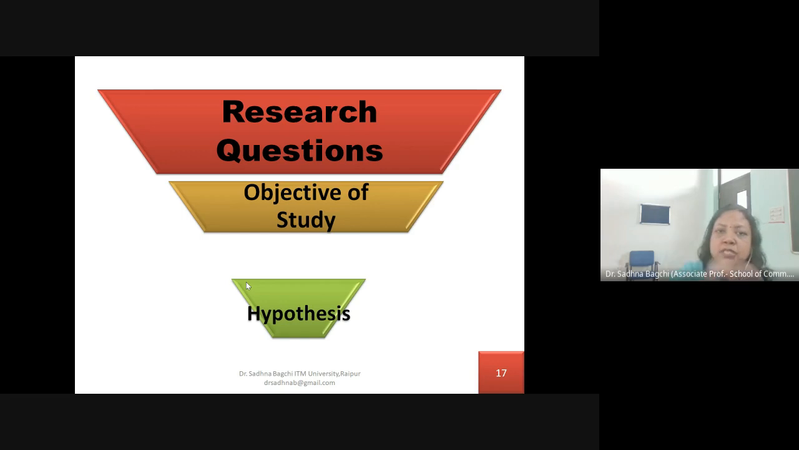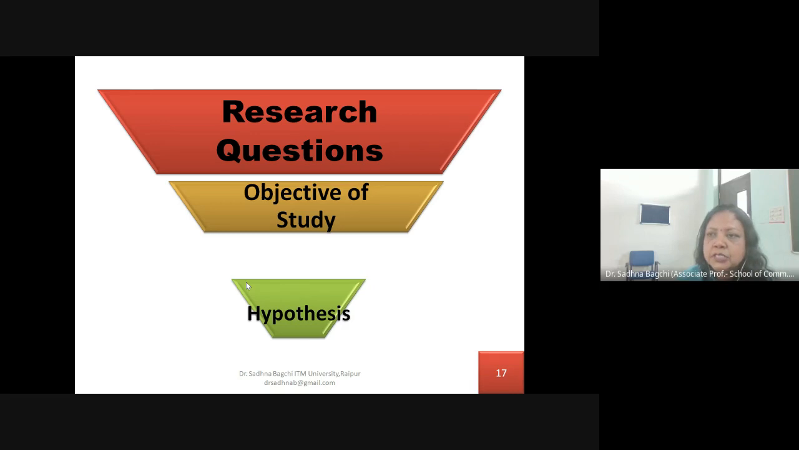On the basis of the research questions, you can formulate the objectives of the study. Objectives are very limited in number, 4, 5, 6 maybe. You can see it is a reverse pyramid: research questions are more in volume. Then on the basis of research questions you formulate the objectives, and on the basis of the objectives you formulate the hypothesis, because your whole study is going to check the hypothesis. Objectives and hypothesis are not the same. Objectives are the broader term and hypothesis is the narrow term.